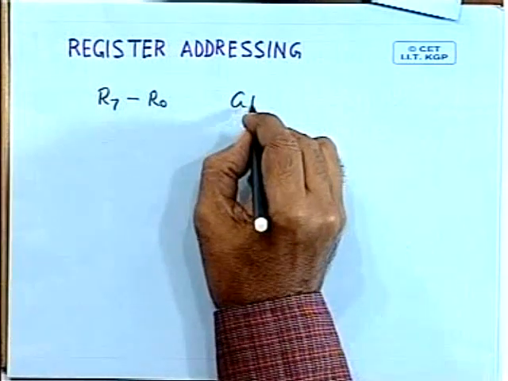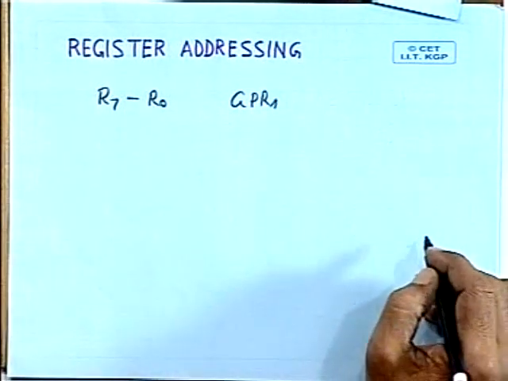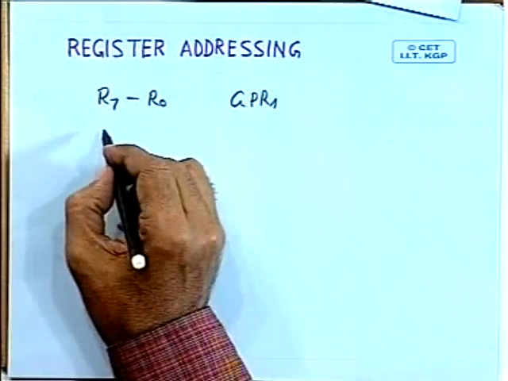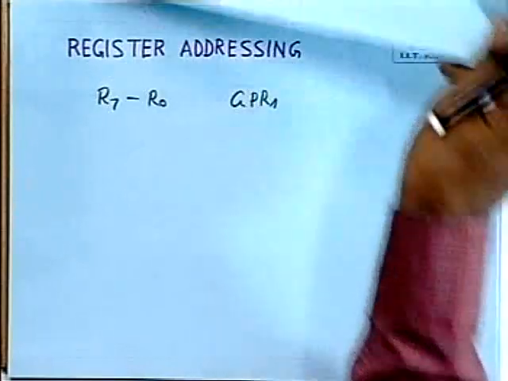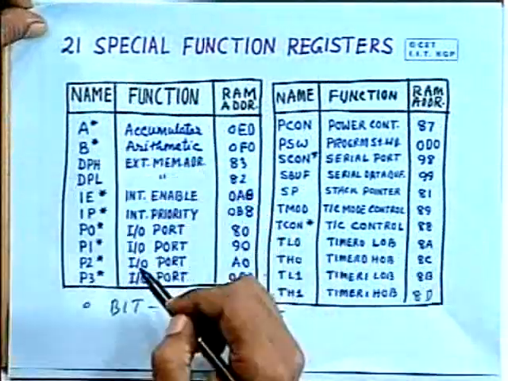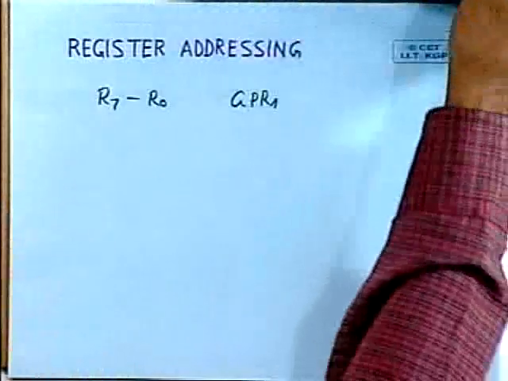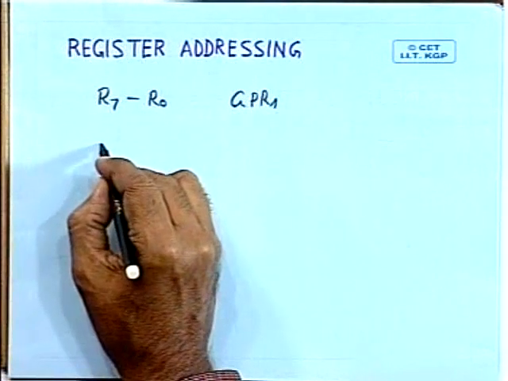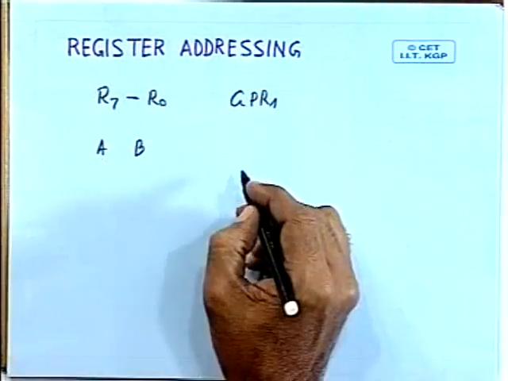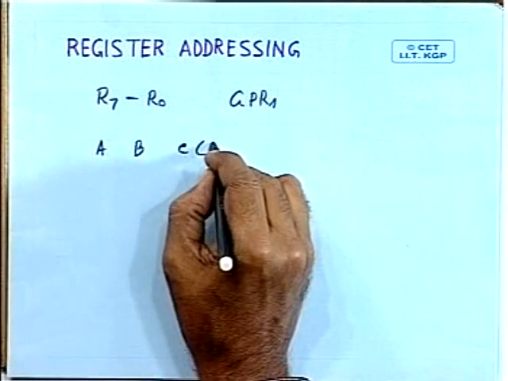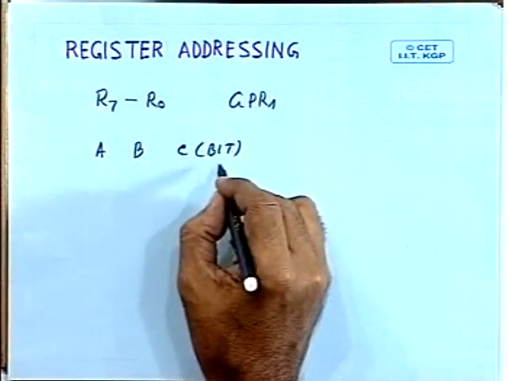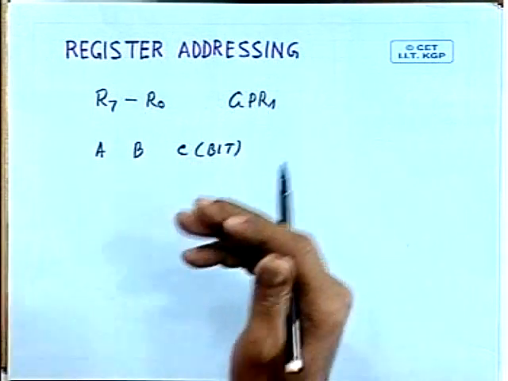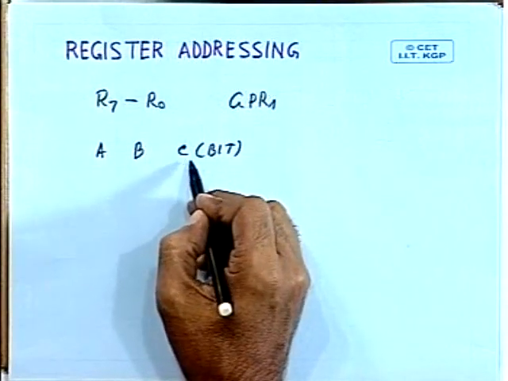So these are the general purpose registers which can be accessed. Then you have got other special purpose registers, A, B, and various other registers. In register addressing, usually register A, register B, and C, that is your carry bit, are used for bit manipulation instructions. As I have already told, this carry bit is used as some kind of accumulator in bit manipulation instructions. So for the Boolean processor provided in your 8051, this carry bit is used as the accumulator.